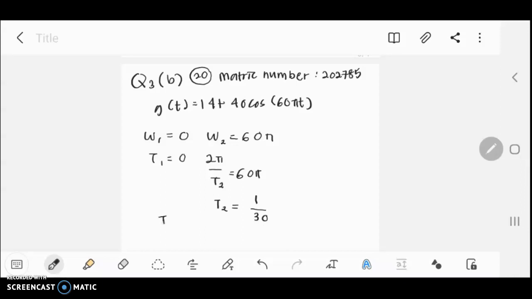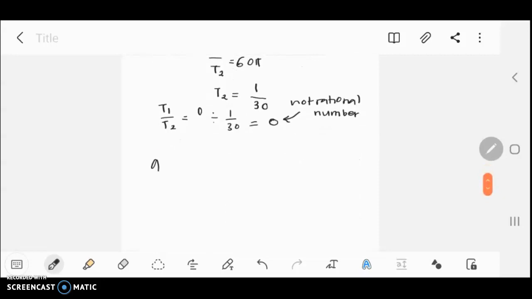So we have T1 over T2 equal to 0 divided by 1 over 30, which, we know, we will get 0. So is this a rational number? No, not a rational number. So that's why this g(t) is not a periodic signal. Done. So this is our answer.